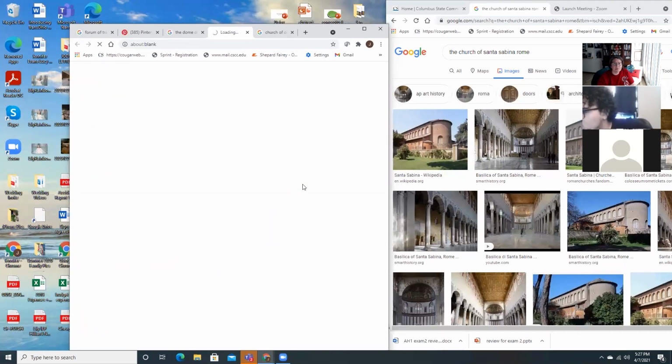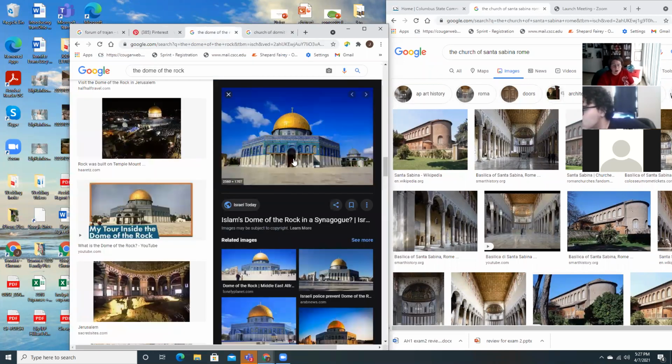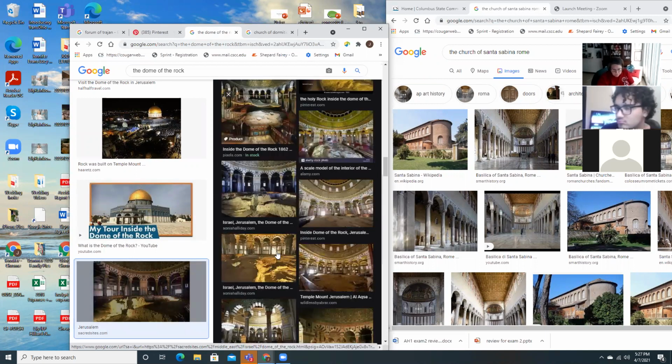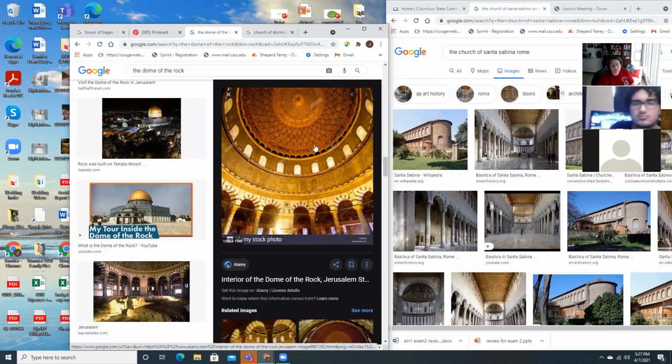The interior of the Dome of the Rock. I want to show you the ceiling. So if you look at the ceiling of the Dome of the Rock, here it is. You can see that influence of San Vitale with the repeating pattern in the mosaics and the influence of Hagia Sophia with that row of windows at the base of the dome.